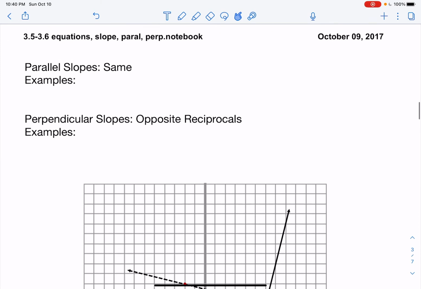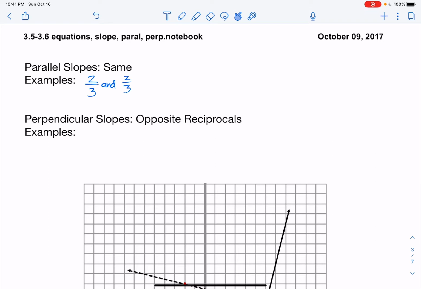Now go ahead and write this down. Here's the second part of your homework on 3.5. Parallel slopes. Parallel slopes have the same slope. If the slopes of two equations, of two functions, are the same, the graphs of those functions are going to be parallel. Those lines are going to be parallel.